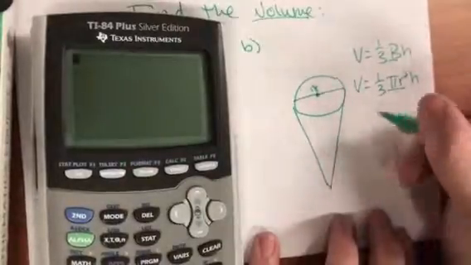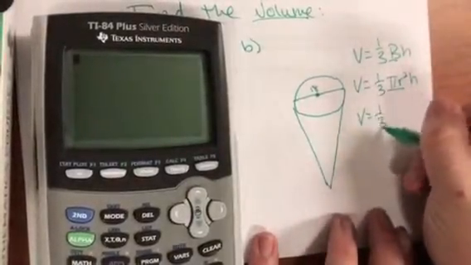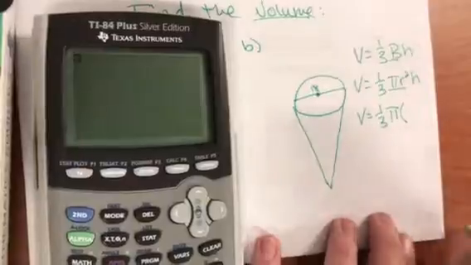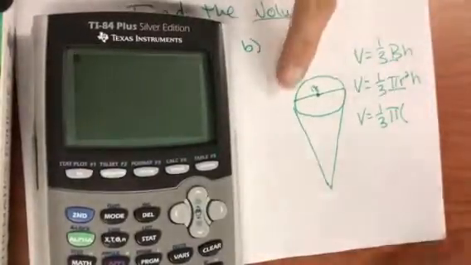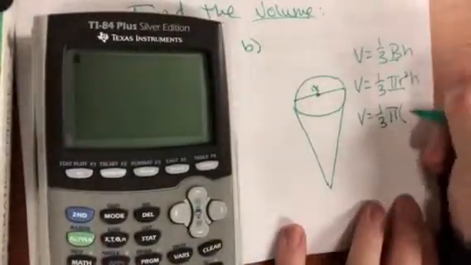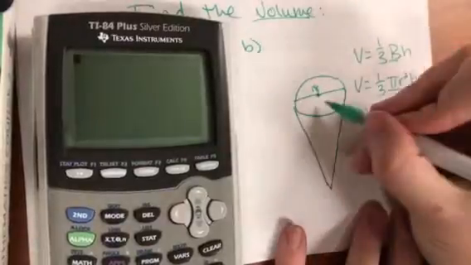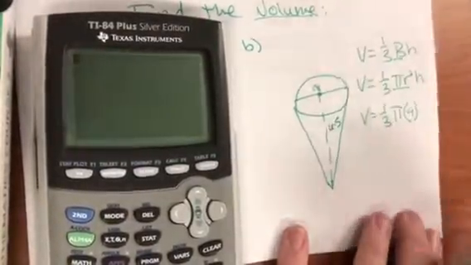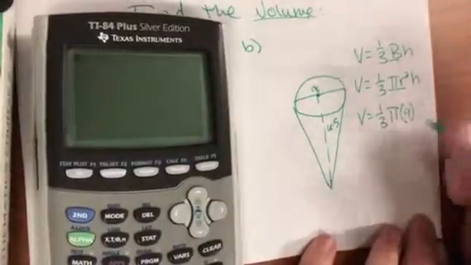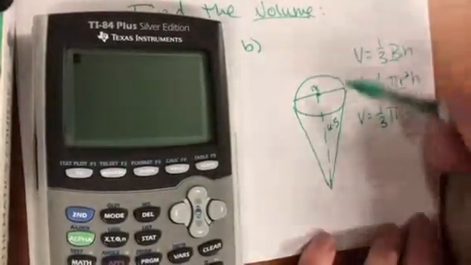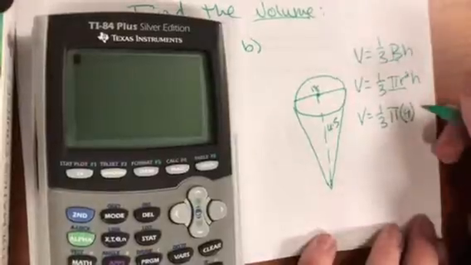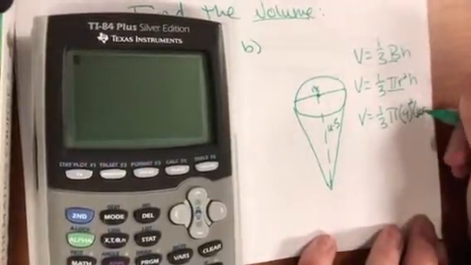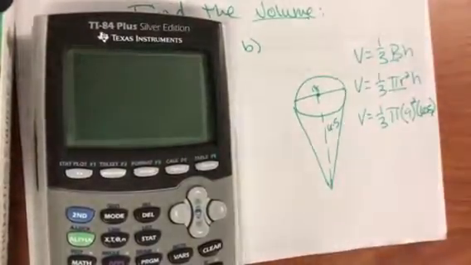So volume equals 1/3 pi r squared. My radius is 18. No, that's the diameter, so the radius is half of 18, which is 9. Oh, and I forgot to give you your height. Let's go with 6.5. This example is not to scale. Sorry, a little sloppy there.